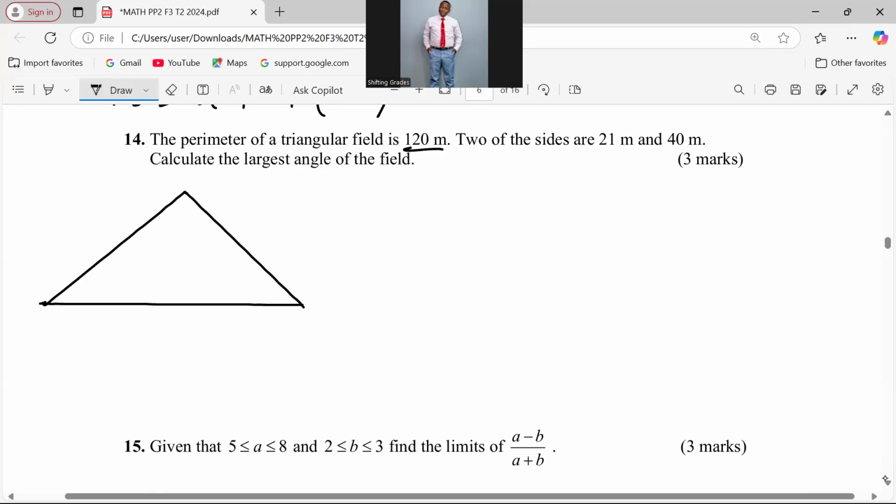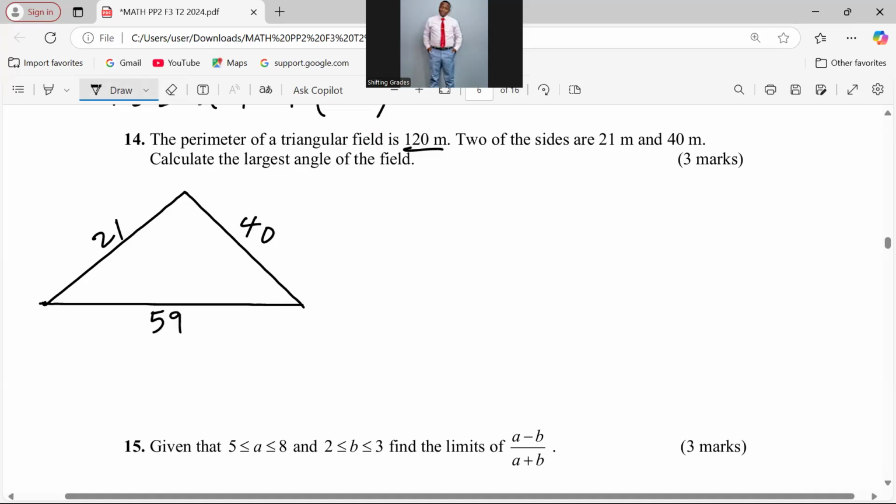So now we are talking about 21 and 40. Then now the unknown side. If the perimeter is 120, we have to subtract the known sides, 40 and 21, from 120, giving us 59.